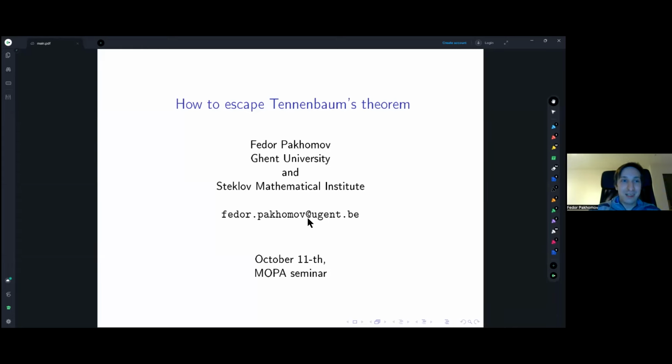Thank you for the introduction and for inviting me to the seminar. Today we'll be talking about a certain result around Tennenbaum's theorem. Tennenbaum's theorem tells us that the only computable model of Peano arithmetic is the standard model. Today we'll be talking about a variation on this, where there will be a theory that has a lot of non-standard computable models. So this is what I will be talking about today. Let me start.